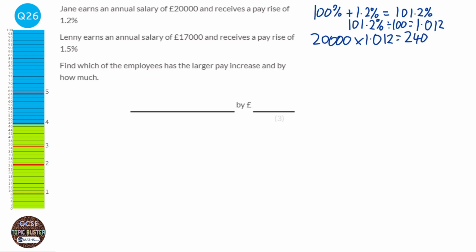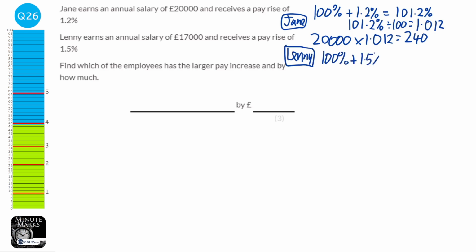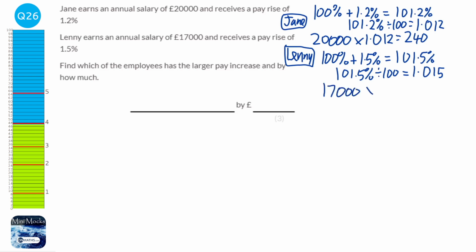Next we do the same for Lenny, so that is Jane. And so let's do Lenny. And so that's 100% plus the 1.5% will be 101.5%. Make that a multiplier, 101.5%. We divide that by 100, which gives us 1.015. And then finally what we do is we get the 17,000 times it by the multiplier. And when we do that, we get 255.